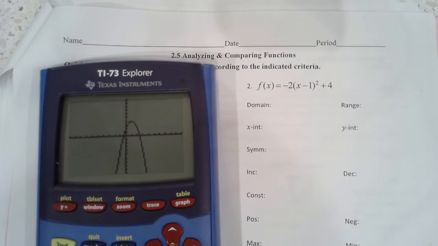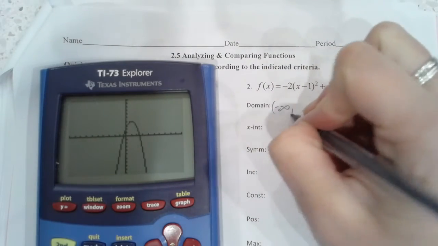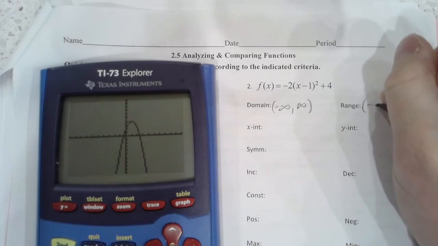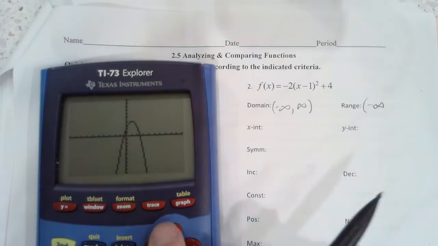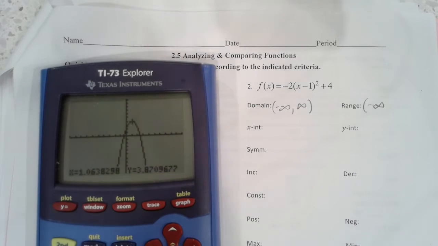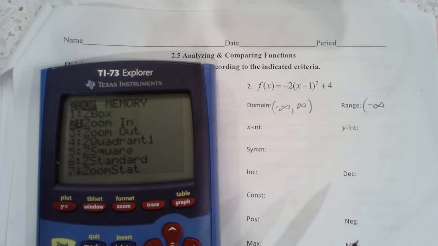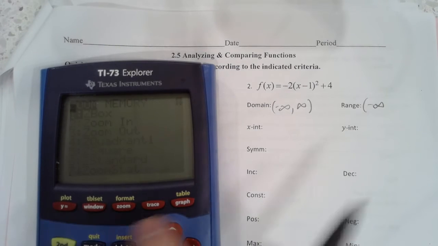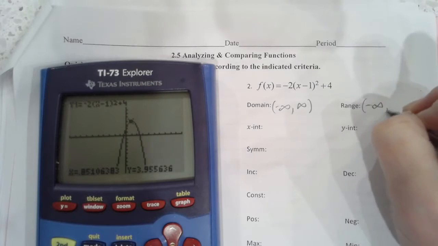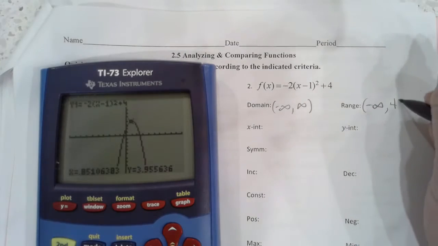So the domain of this guy is going to be negative infinity to infinity. The range of this guy is going to be negative infinity, and then it goes up to, which is easy on Desmos, it goes up to 3.8. I think it's 4. Graph. Trace. There we go. Okay, yeah, it's 4. So the range goes from negative infinity up to 4, and it's part of the graph, so it gets a bracket.